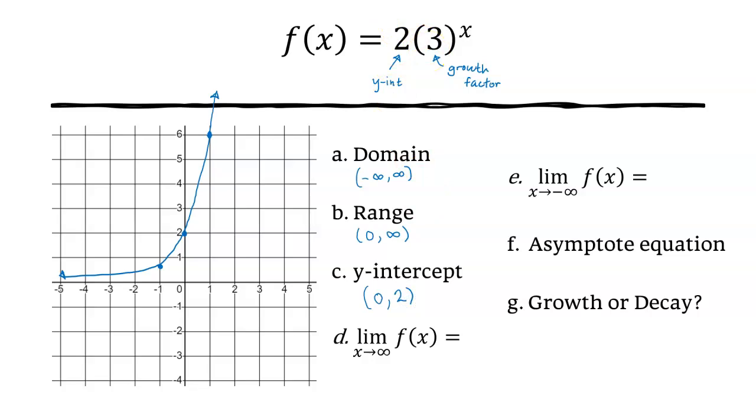As x goes towards infinity, our graph is shooting up towards infinity. But as x goes towards negative infinity, our graph is leveling off towards 0. The equation for the asymptote, because this graph has a limit of 0, the asymptote equation is y equals 0. If I want to graph that asymptote, I would do a dotted line on the x-axis. This is an example of a growth function because b is 3 and 3 is bigger than 1.